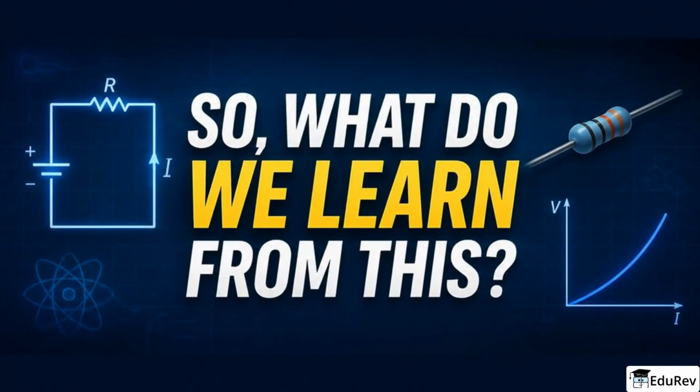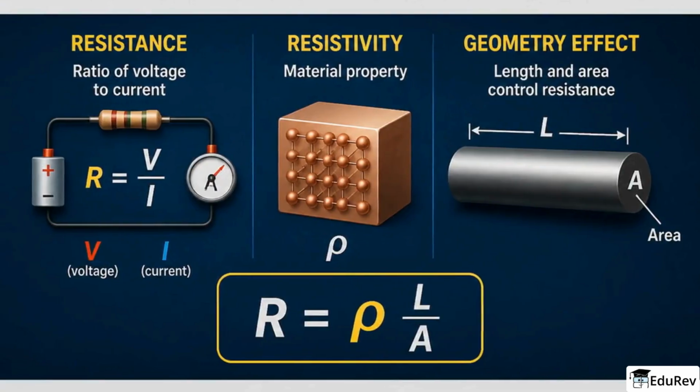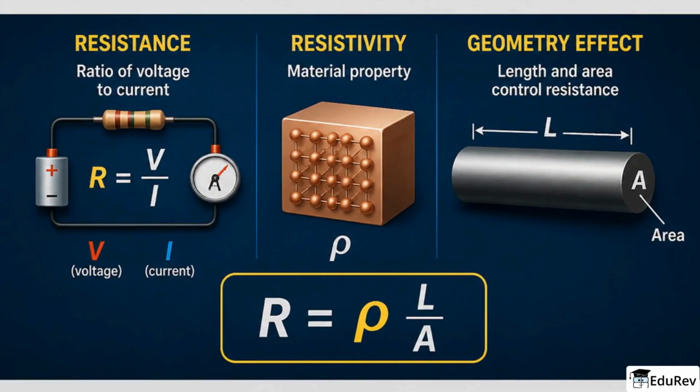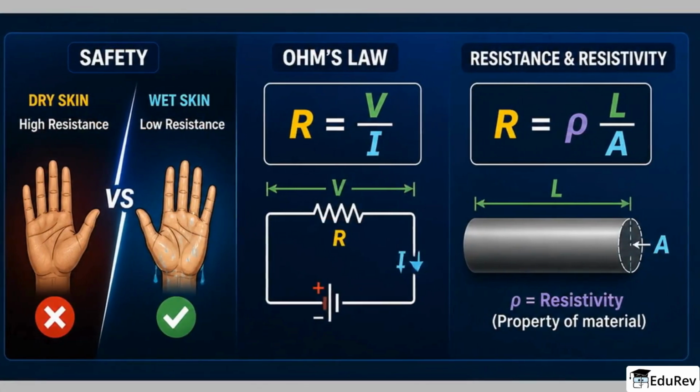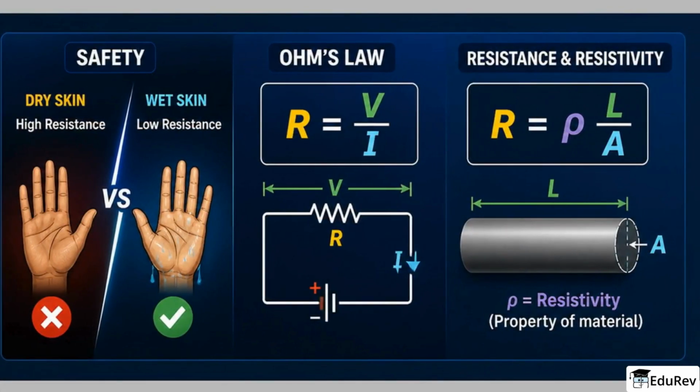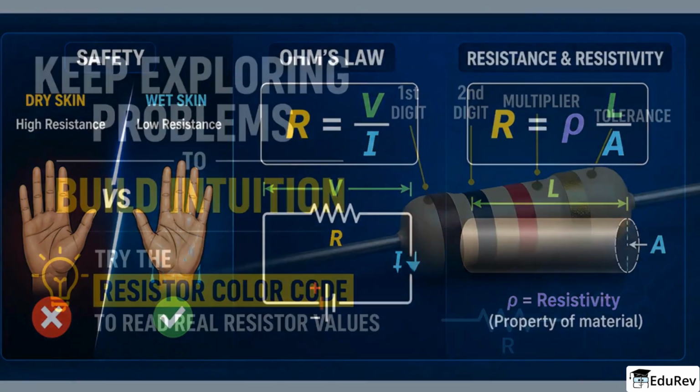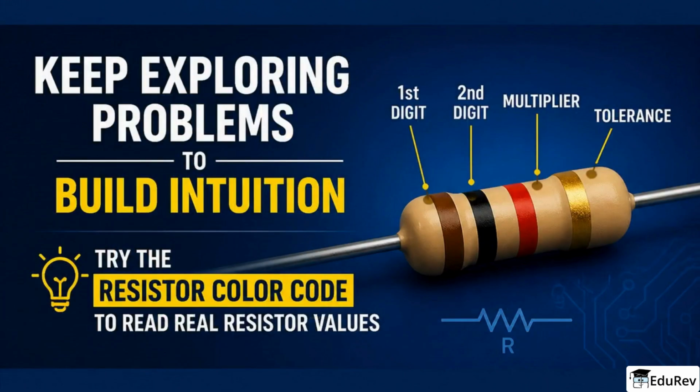So what do we learn from this? We learn that resistance is a simple ratio of voltage to current. Resistivity is a material property, and geometry controls resistance through R equals rho times length divided by area. Let us quickly remember. Dry versus wet skin shows why safety matters. R equals V divided by I, and R equals rho times length divided by area. Keep exploring problems to build intuition.